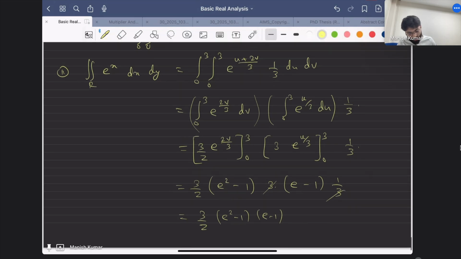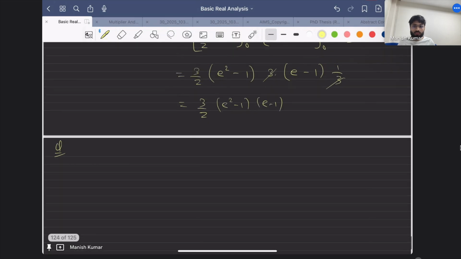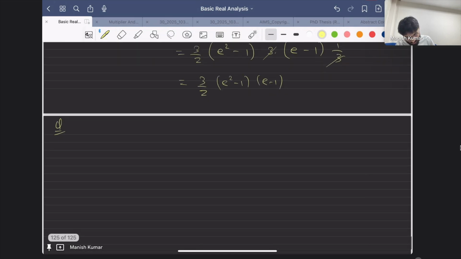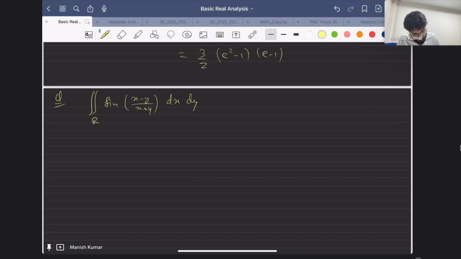Okay, now maybe you can tell what question did you have. Sir, integrate sine of x minus y upon x plus y, double integral dx dy, where the region is bounded by the coordinate axes and x plus y equals 1 in the first quadrant. So this is 1, 0. This is 0, 1. Okay.